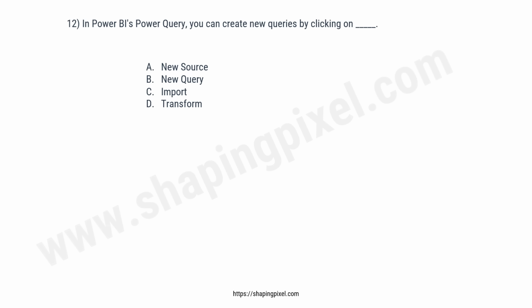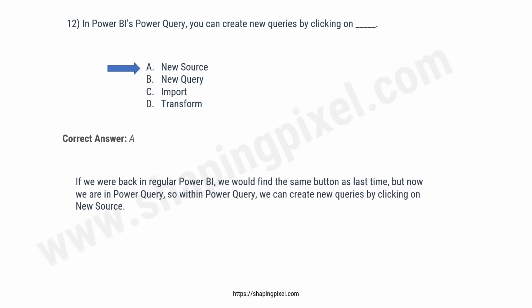Question number 12. In Power BI's Power Query, you can create new queries by clicking on dash. And we have four options: new source, new query, import, transform. So the right answer here is option A, new source. If we were back in regular Power BI, we would find the same button as last time, but now we are in Power Query. So within Power Query, we can create new queries by clicking on new source.